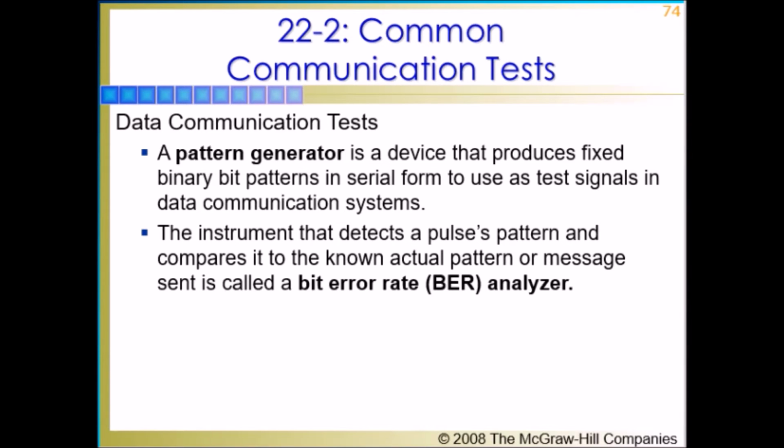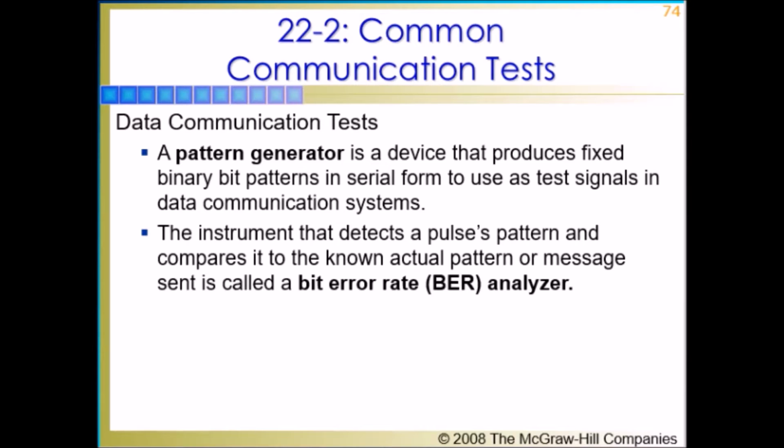Pattern generators. A pattern generator is a device that produces fixed binary bit patterns in serial form to use as a test signal in data communication systems. The pattern generator may generate a repeating ASCII code or any desired stream of 1s or 0s. Pattern generators are used to replace the actual source of data such as a computer. Their output pattern can be changed to standard codes or messages or may be programmable to some desired sequence. A pattern generator may be implemented in software at the sending computer.